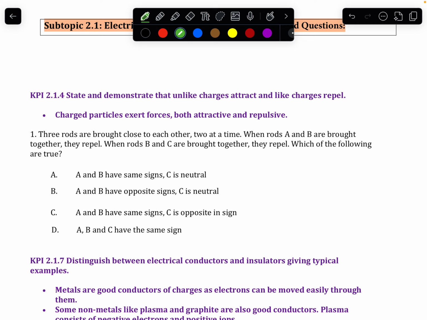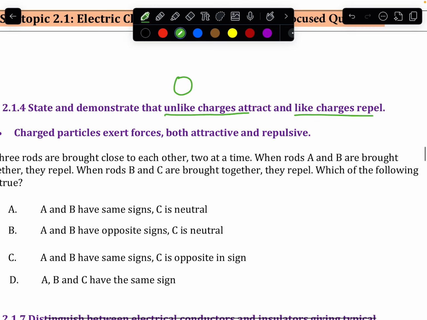2.4 State and demonstrate that like charges repel and unlike charges attract. So unlike charges, positive with negative, attract. Like charges, positive with positive or negative with negative, repel. So same charges do repel, and unlike charges attract each other.